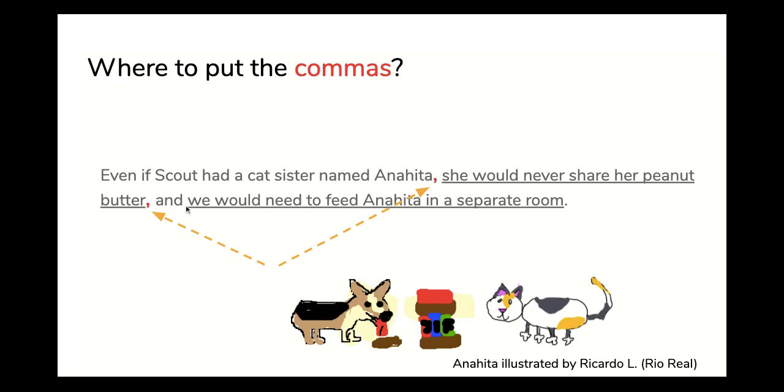And remember, you're going to put it before the conjunction, not after. Some kids put it after, and that's a common mistake that we see in middle school and high school. So put it before.